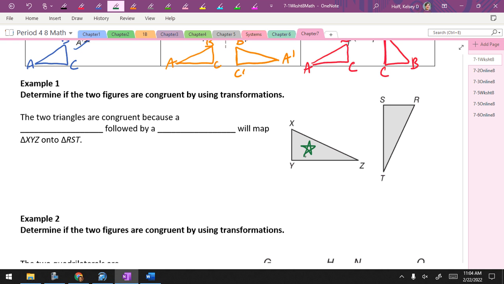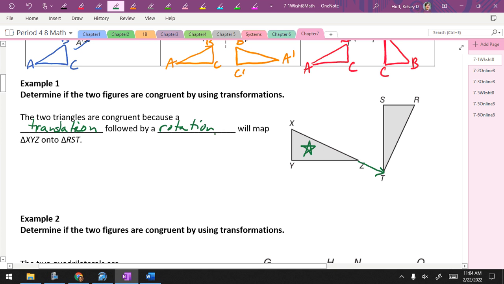Max? Okay, so you would translate so that Z and T are overlapping. And rotate it. Okay, so he says translate, or translation, followed by a rotation will map them. Hey, Taylor, what did you say? When he said translation, what did you say? He said, what if I rotate it? Then what would you have to do?